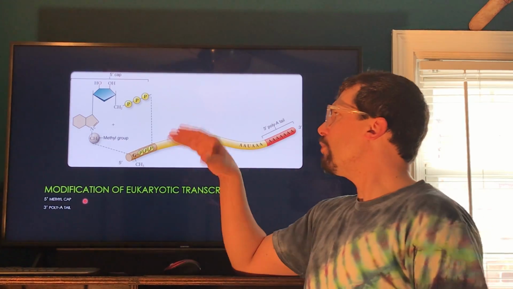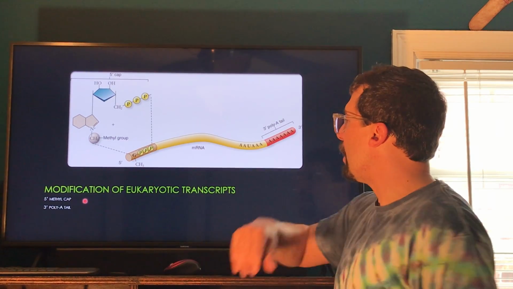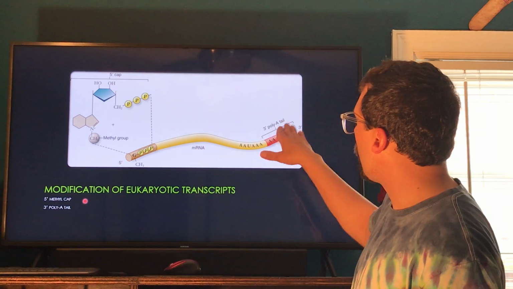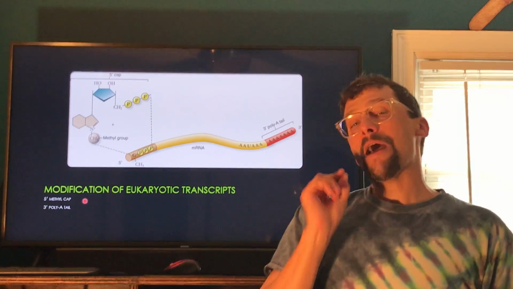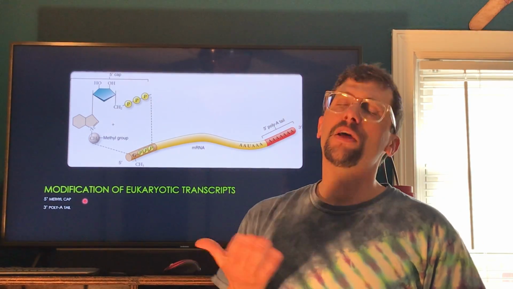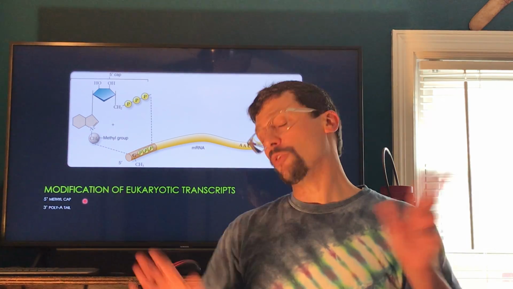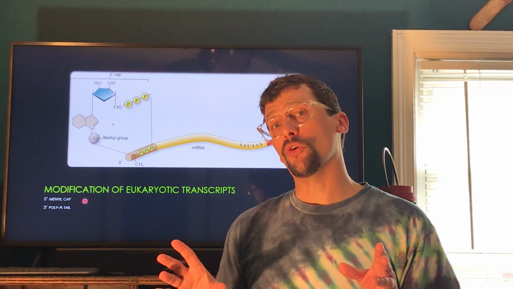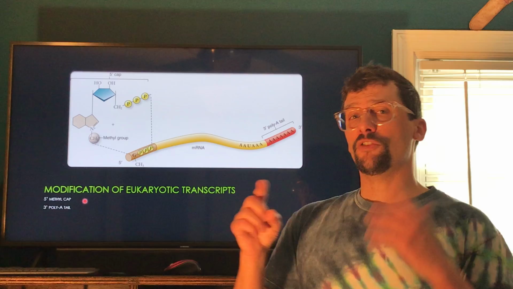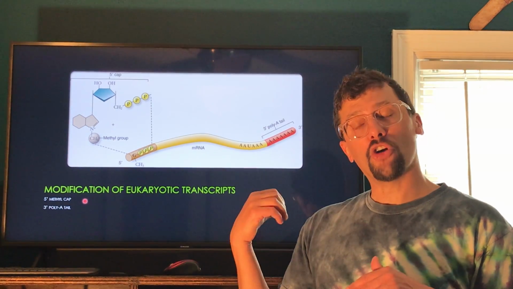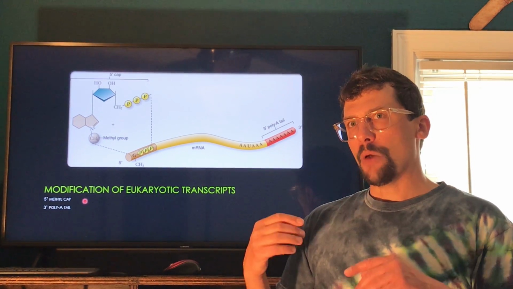Now, once we actually manufacture our stretch of mRNA, and you can see it's got a 5' end and a 3' end, we have to send the mRNA somewhere. The place it has to go is into the cytoplasm. In the cytoplasm, there's a lot of different chemical reactions going on, and some of these reactions could damage our new mRNA transcript. And we don't want that to happen.